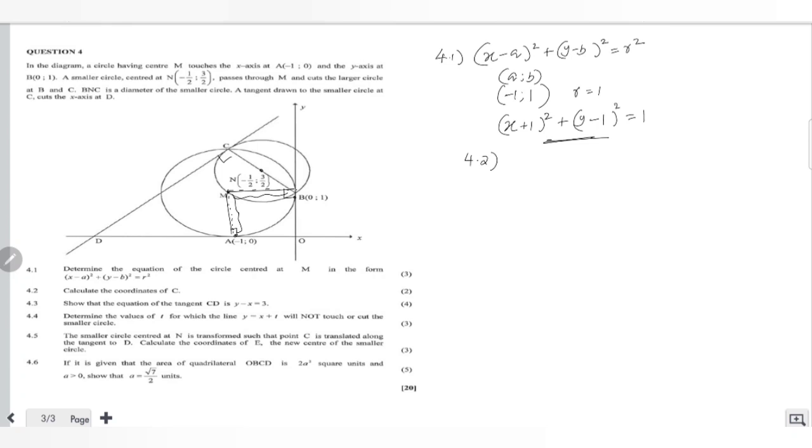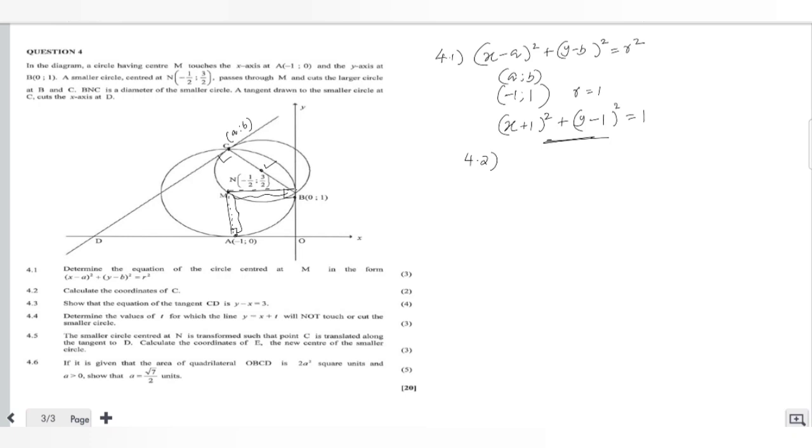What is 4.2 saying? Calculate the coordinates of C. It's a very simple question. Where is C? This is C. If I call C (a, b), the x value is a and the y value is b, find the values of a and b. We are using the midpoint formula, isn't it? N is the midpoint of CB, because CB is the diameter of the circle. Diameter means N is the midpoint, or N is the center of the circle.